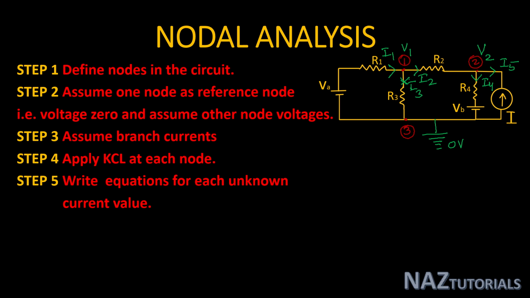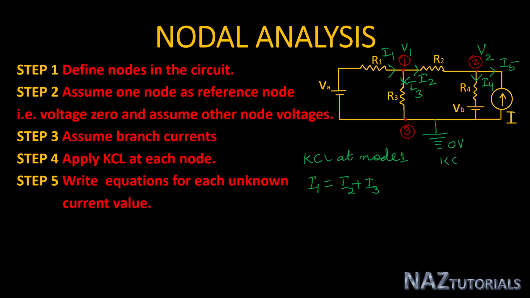Now come to step 4. Step 4 is applying KCL at each node. First apply KCL at node 1. I1 is the incoming current and I2 and I3 are outgoing currents. So I1 is equal to I2 plus I3.